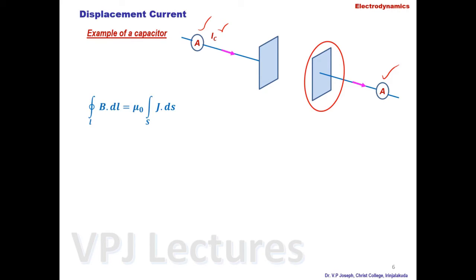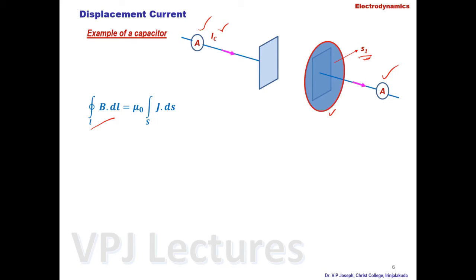Now let us take Ampere's circuital theorem for this path. The closed line integral of B dot dl is equal to μ0 times the surface integral of J dot dS, and we are evaluating B dot dl for this closed path. And first let us take a surface S1 enclosed by this closed line integral path.